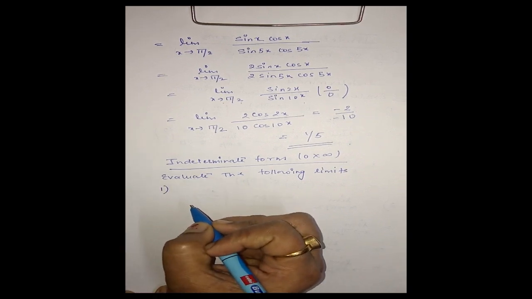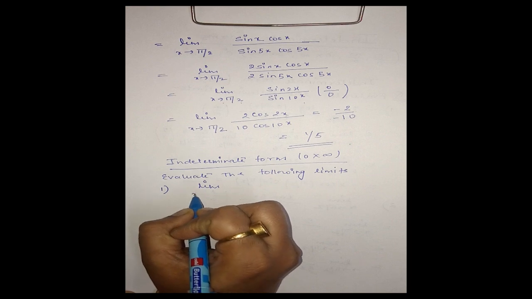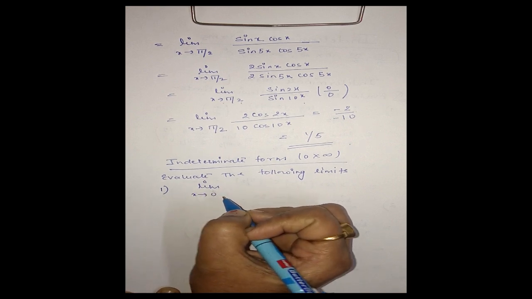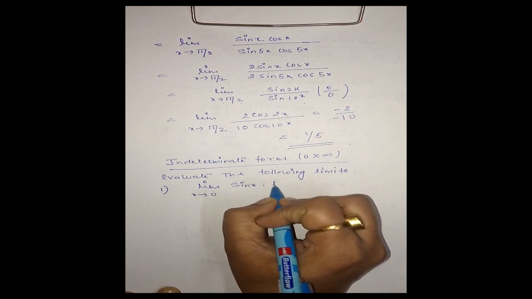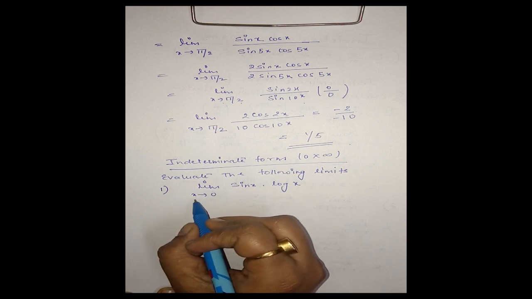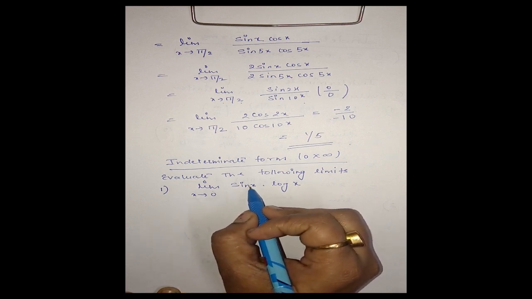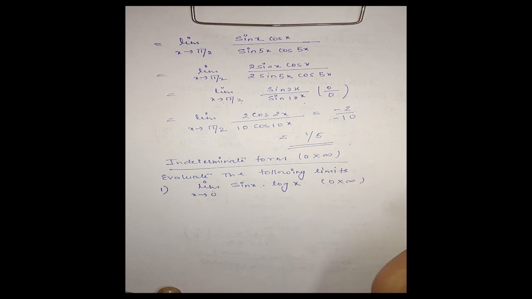First, limit x tending to 0 of sin x into log x. Okay, now taking limit as x tending to 0, this is sin 0, which is 0, log 0 is infinity, this is 0 cross infinity type.